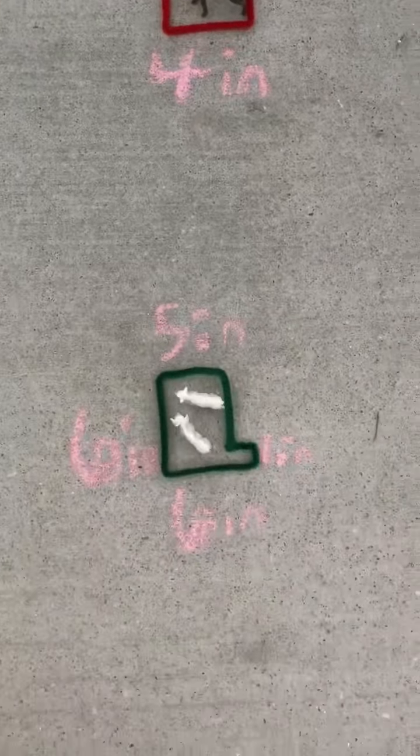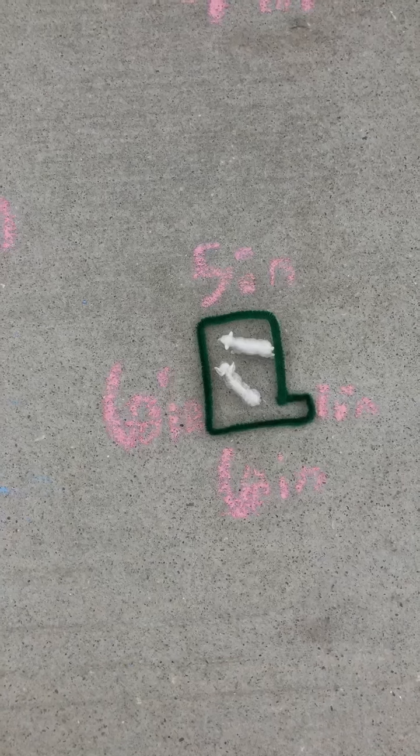Come on over here where our goats are. We have a composite shape. So you're going to have to figure out what one part of the rectangle is and then the other part, and then add them together.